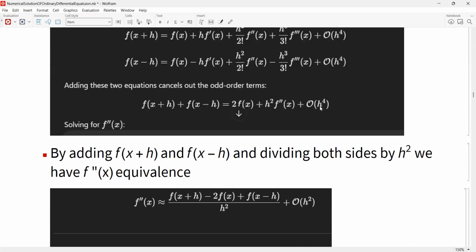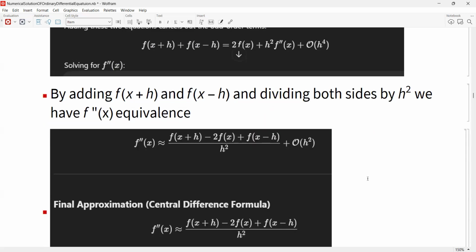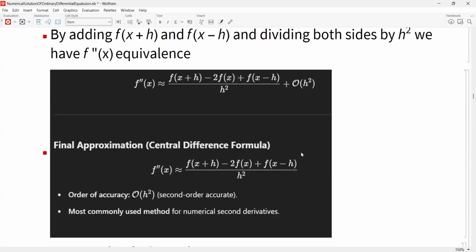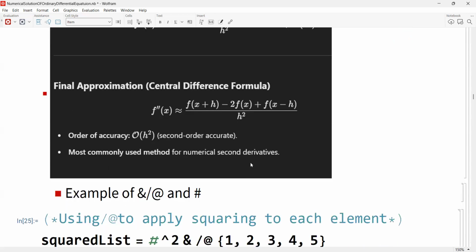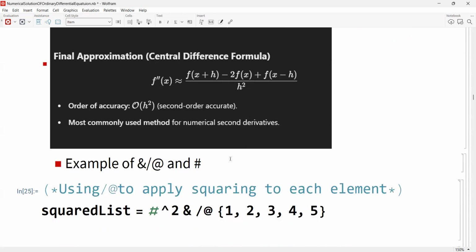Because this is h to the fourth, if we divide this by h squared, we have only h squared here. So the final approximation, the central difference formula here. The order of accuracy is h squared, second order accurate. It is the most commonly used method for the numerical second derivative.